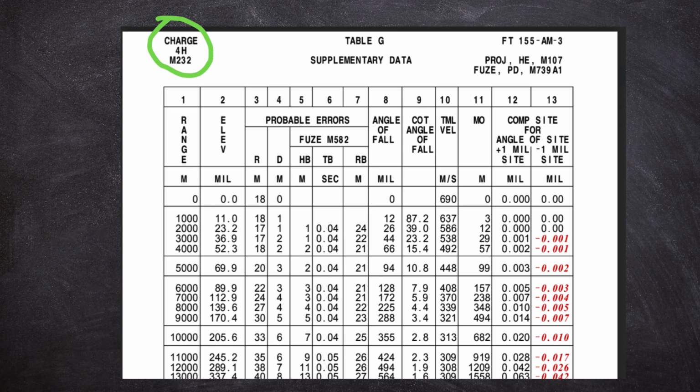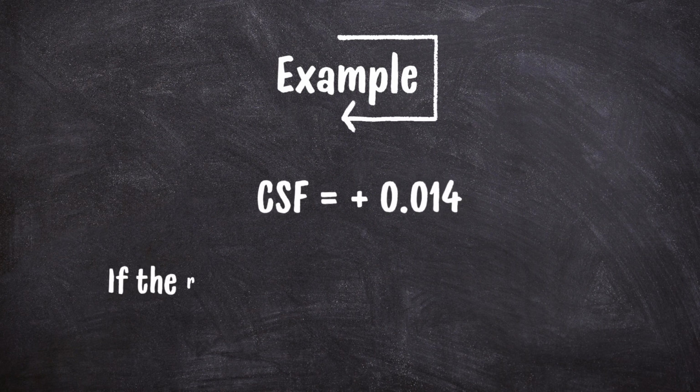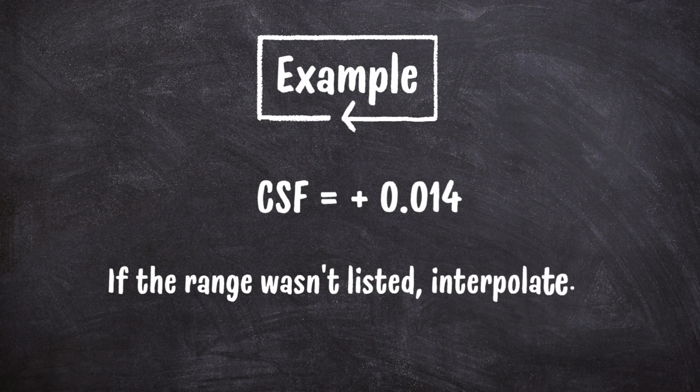4 Hotel, table Golf, Mic 107 shell family. Column 12, range 9,000. We extract positive 0.014 mil. Pause and you try. We extracted positive 0.014 mils. If the range wasn't listed, you must interpolate.